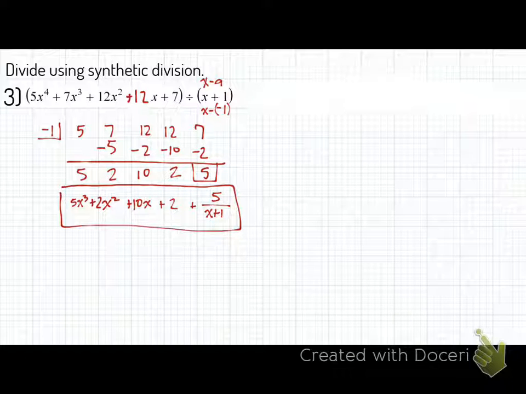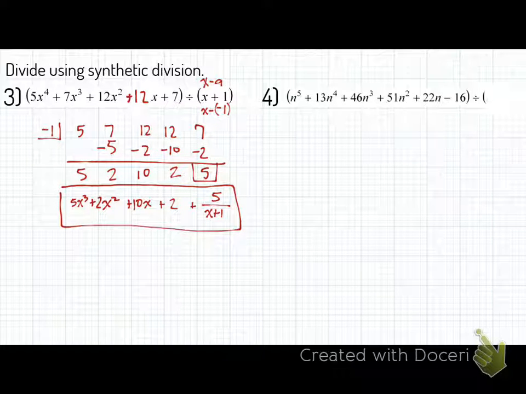Two more. Here we go, number 4. I'll start us off, and then you will finish it, okay? I know you could do this. Write the whole problem down, because we need the original problem to understand the context. This is 4 now. So we have n to the 5th plus 13n to the 4th plus 36n to the 3rd plus 51n squared plus 22n minus 16.